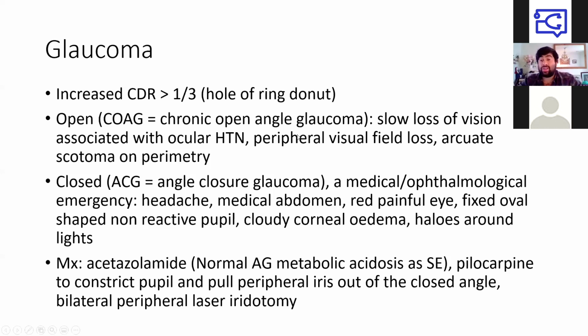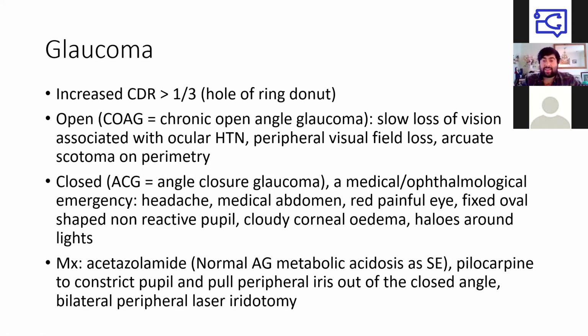And some of the features that you might see in this are patients with a slow loss of vision, might be associated with ocular hypertension. They might have peripheral visual field loss, and also classically an arcuate scotoma on perimetry. So that's open angle glaucoma. And then closed angle or angle closure glaucoma, ACG. This is a medical and ophthalmical emergency.